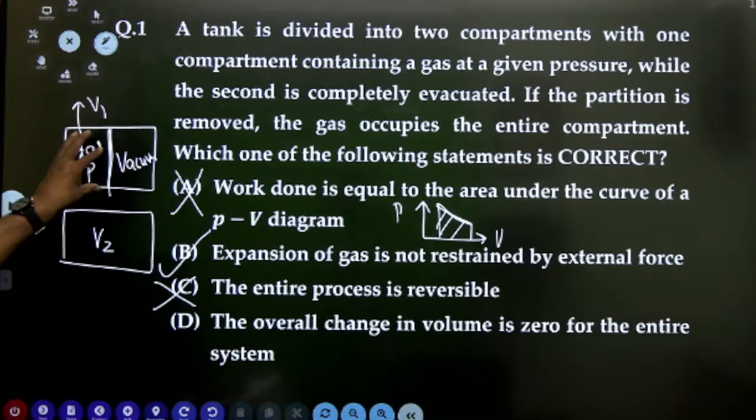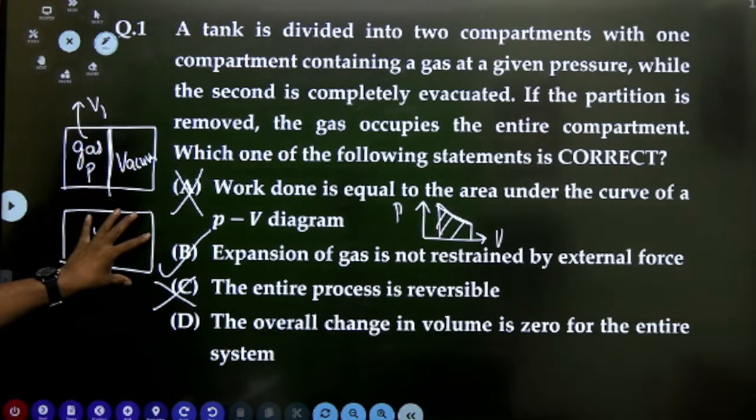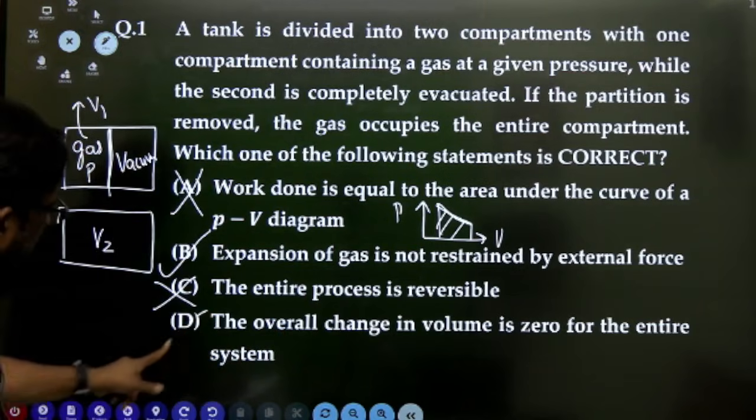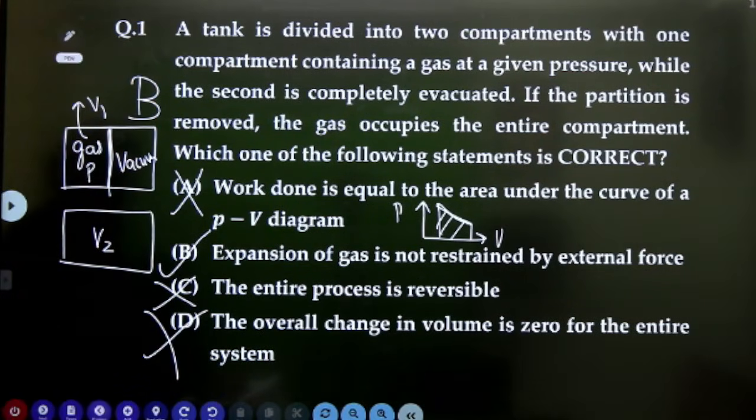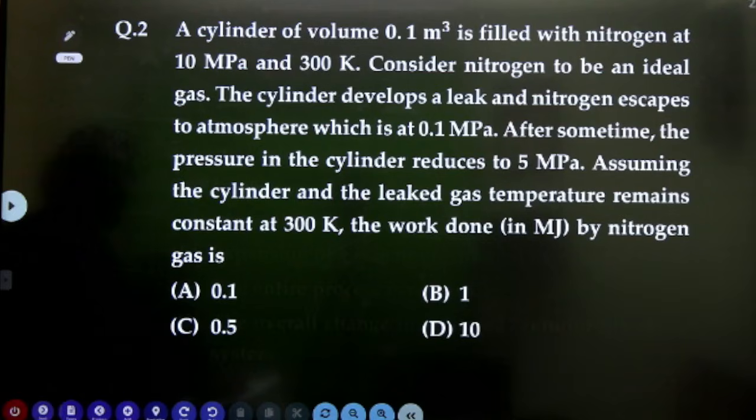No. Initially, it has some volume. Finally, the volume is more. Therefore, there is a change in volume. ये भी गलत है. So, the correct option is B, my dear students. The correct option is B. Now, we'll go to the next question.